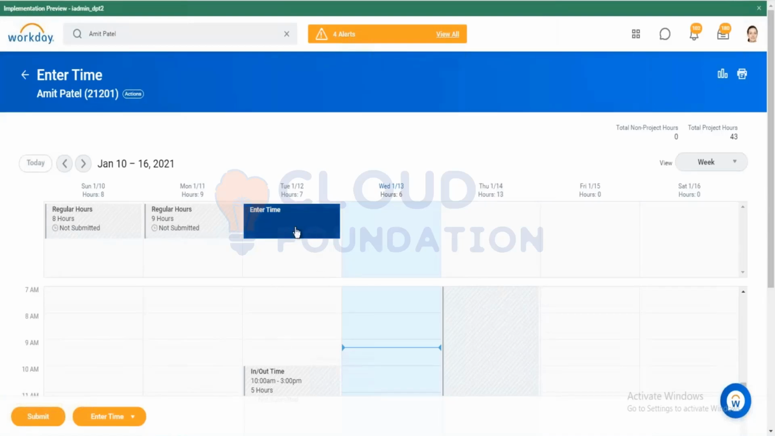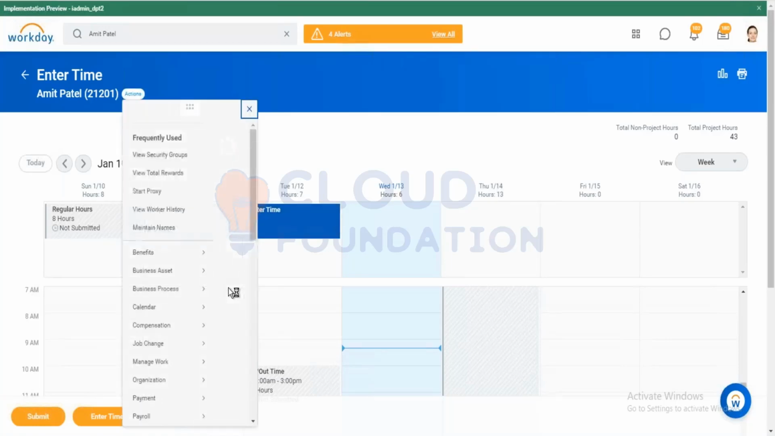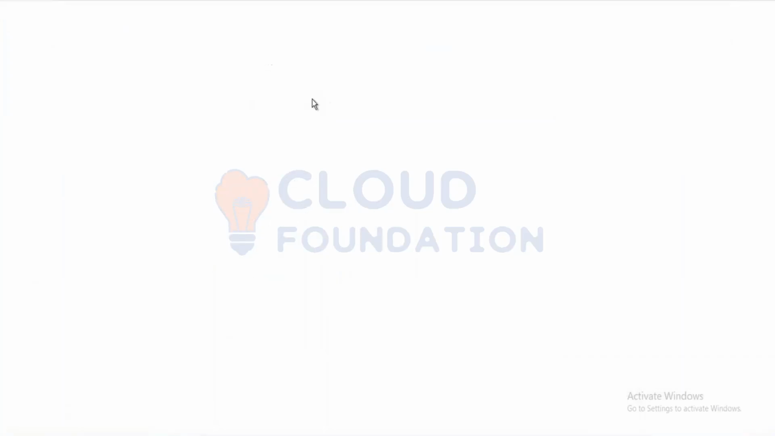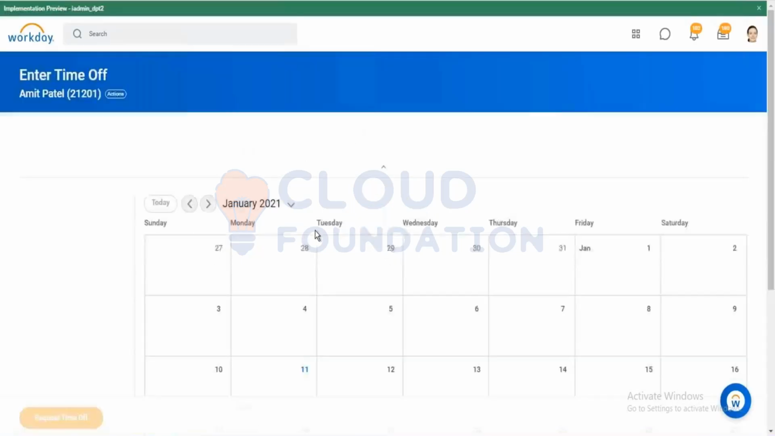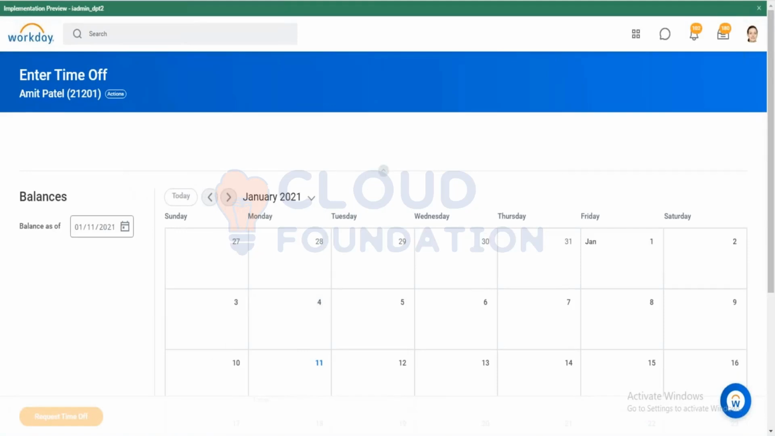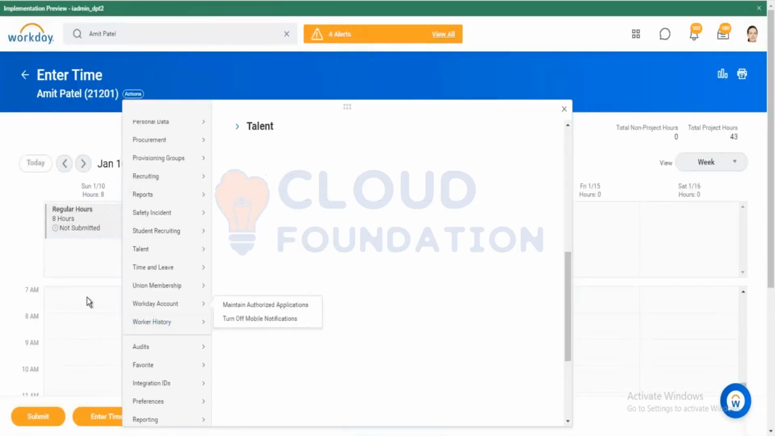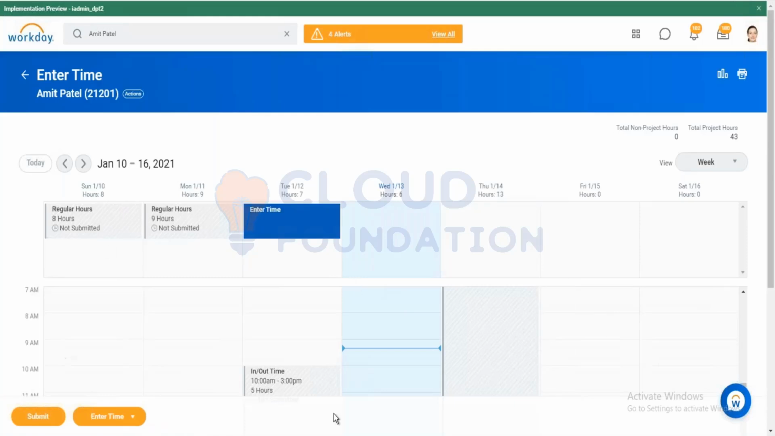You can enter through here also, as well as you can enter the time off over here also and over here. But if you make it more constrained and make it only time tracking, then you will do it through enter time mode. And you will go and enter time and you will see this calendar and you will be able to enter through here.